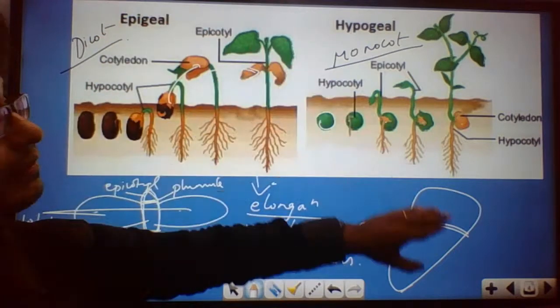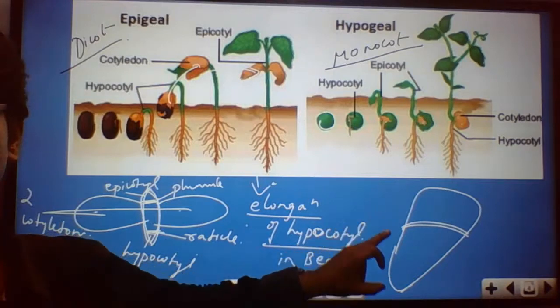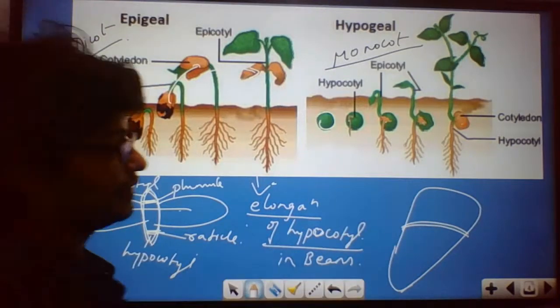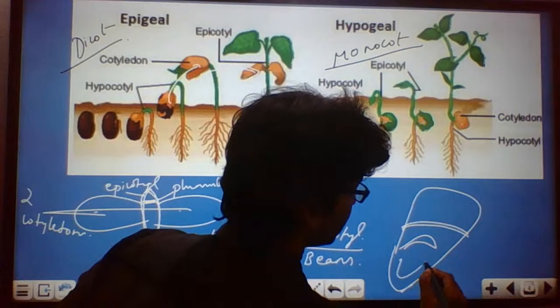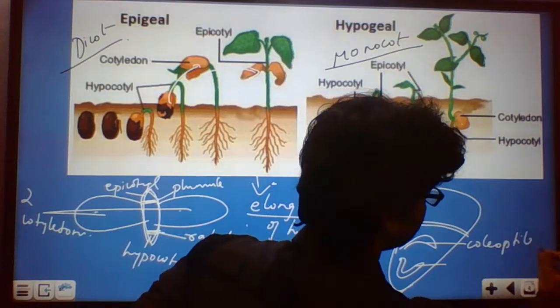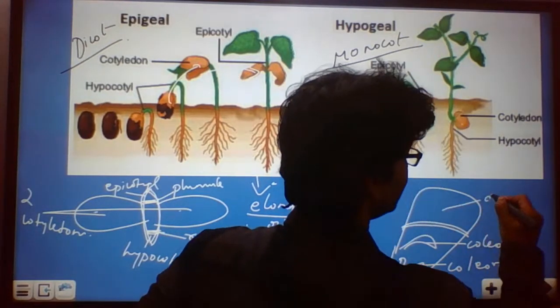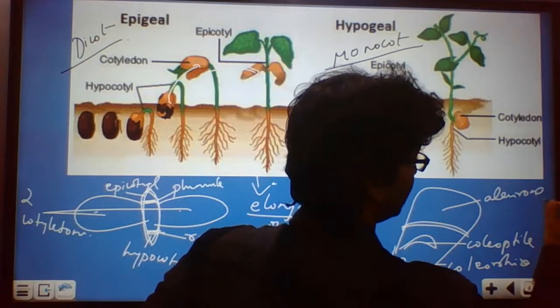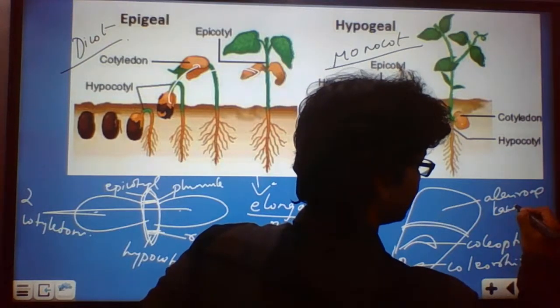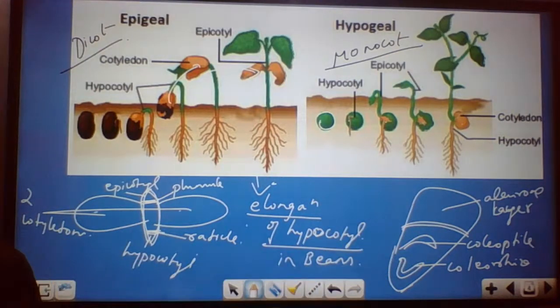And in the other case, in monocot, you could see the participation of coleoptile and coleorhiza. You would have studied the structures of coleoptile and coleorhiza. And this is the aleurone layer, the starch grains that you're talking about, as far as your monocot seed is concerned. But there is no such mechanism of elongation of hypocotyl or epicotyl in this case.